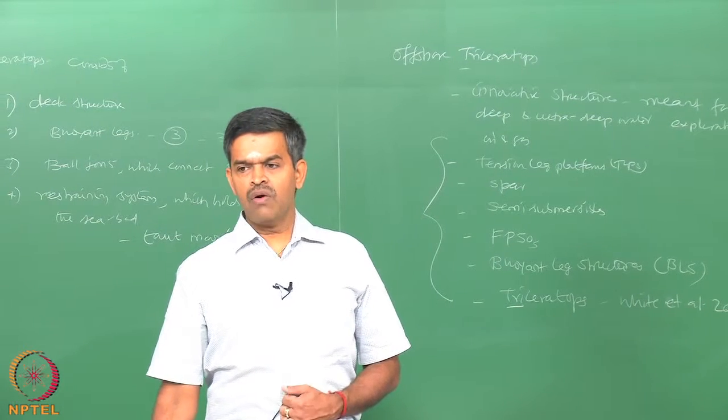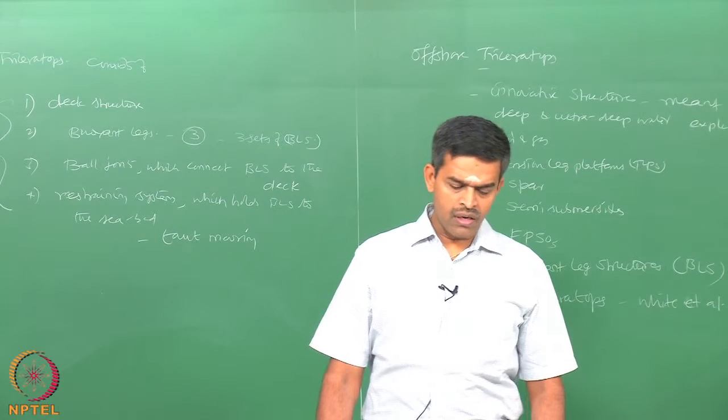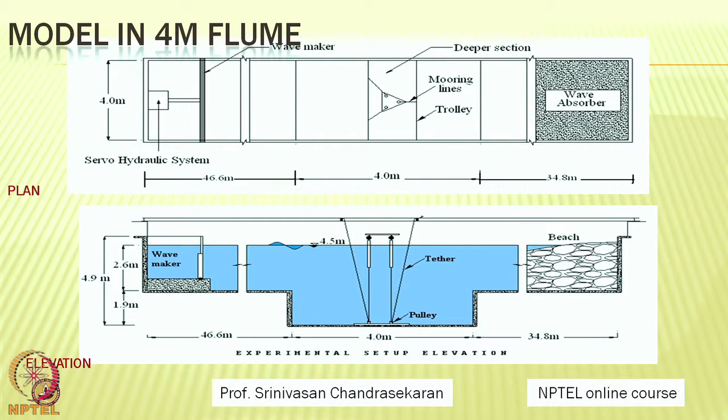Experimental investigations are carried out in IIT Madras. Please pay attention to the figure shown on the screen now. This is actually a model which is kept in the flume. The model is what I am showing here. That is the deck. This is nothing but the BLS. These are the ball joints. The BLS are commissioned to the seabed using tethers which are taut moored. The tethers have top tension riser systems. So, there is a pulley at the bottom. The tethers are passed through the pulley and it is pulled up.